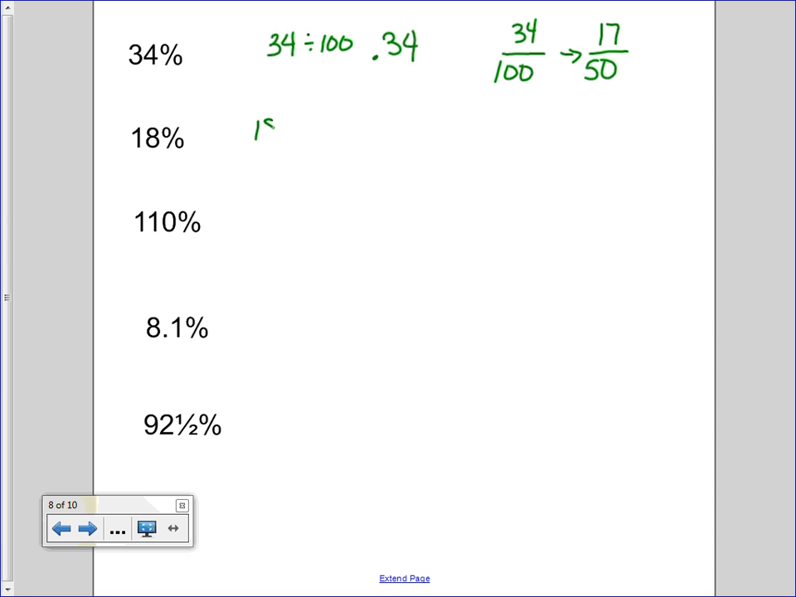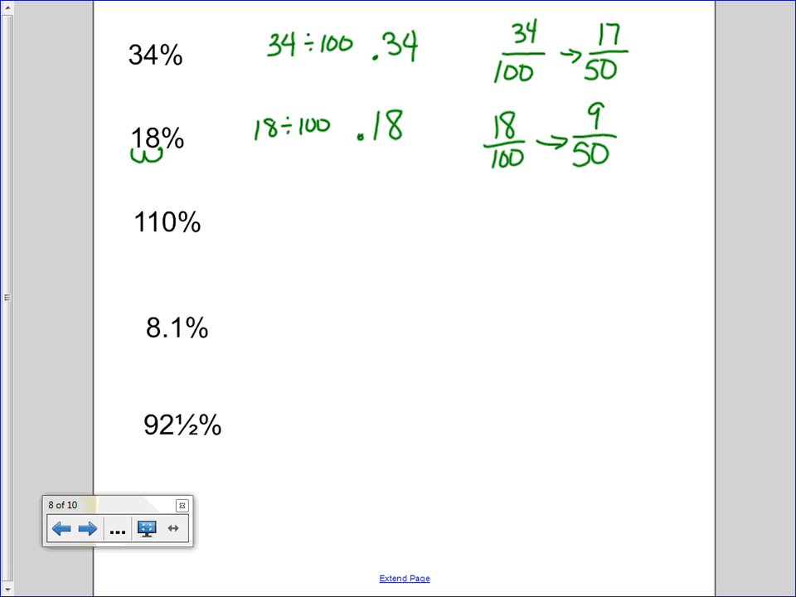18%. 18 divided by 100 takes us to 18 hundredths. You can basically take, here's our decimal point here, and go backwards 2 places. Also works very easy. Put 18 over 100, simplify it down to 9 fiftieths.